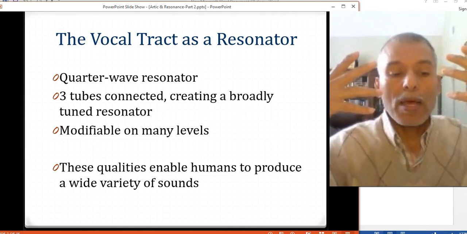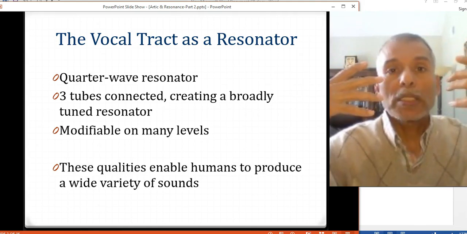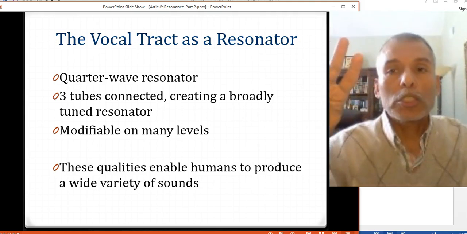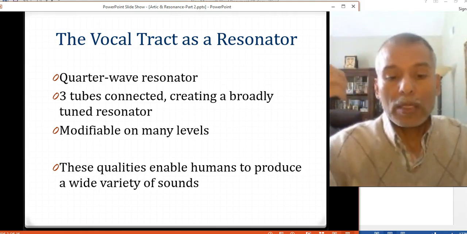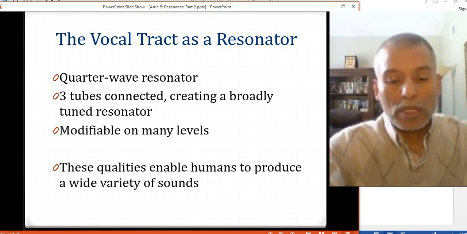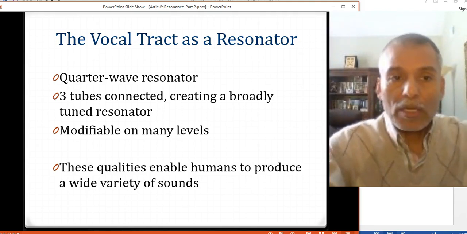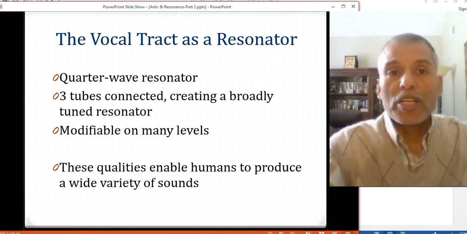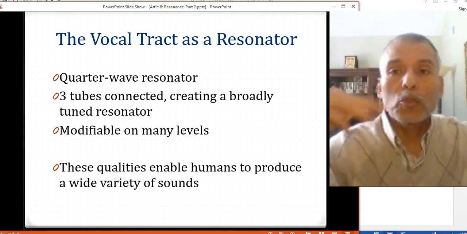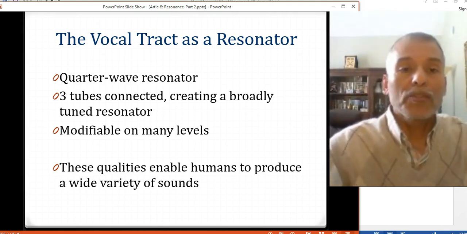So it produces approximately 40 different formants. But of course, the first 3 are the most critical. They are the loudest and the most critical frequencies that distinguish the sounds that we hear. So the vocal tract is a broadly tuned resonator because of the irregular configuration and because it has 3 different tubes combined together, which enables it to expand the variety of sounds that it can amplify and respond to.